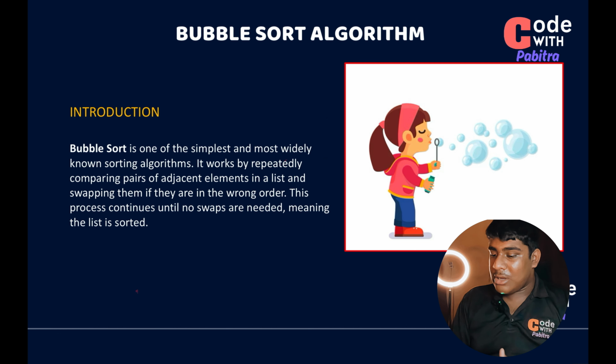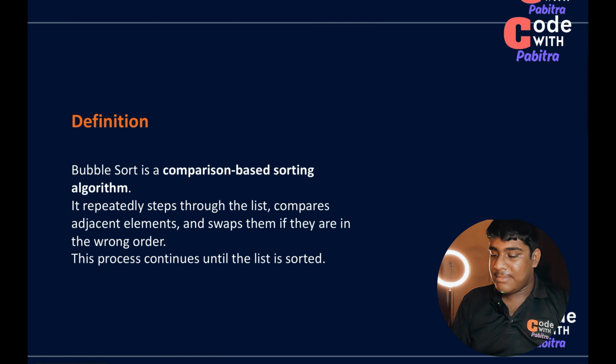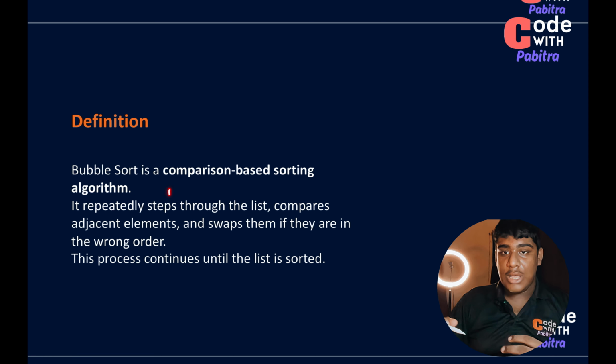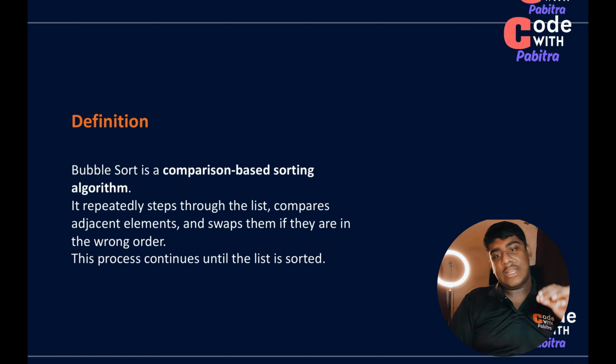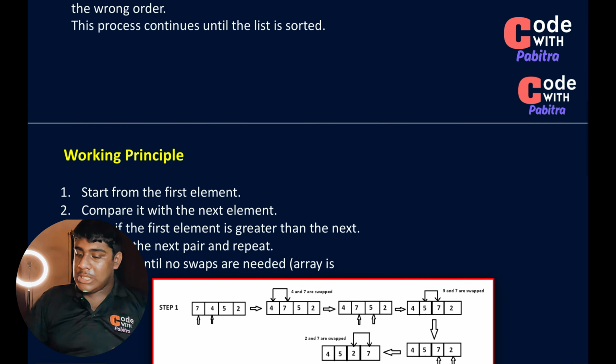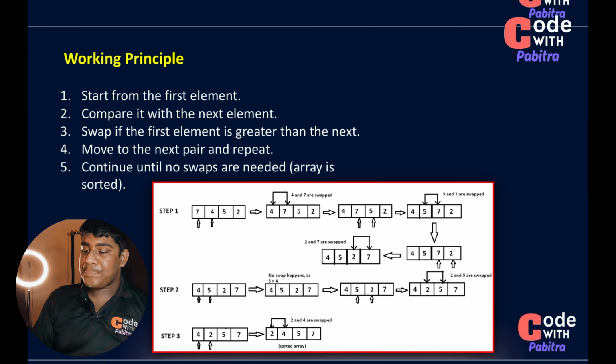The definition: this is a comparison-based sorting algorithm. It repeats step by step. Bubble sort is the most common and the easiest to understand because it works step by step. So this is the working principle.